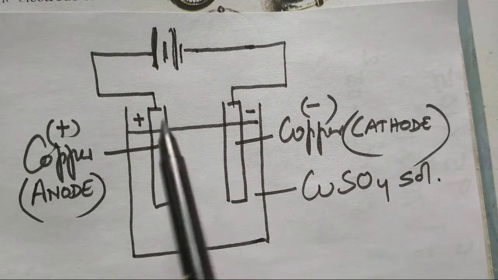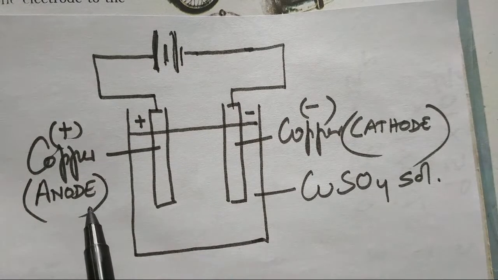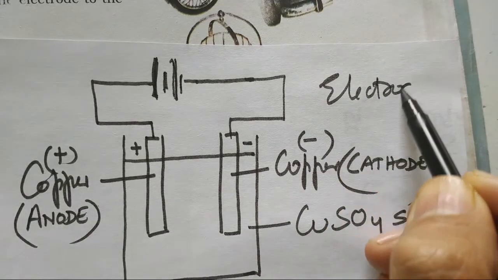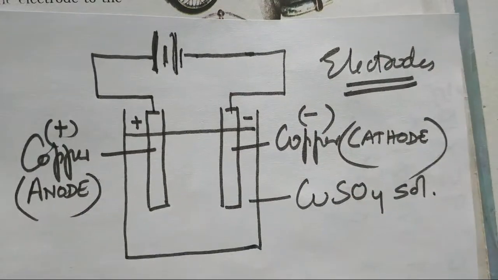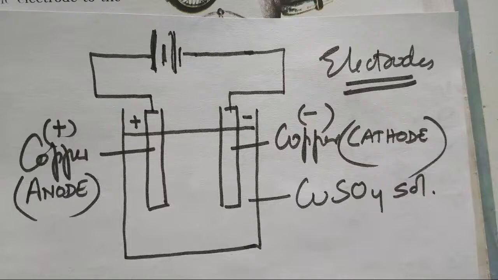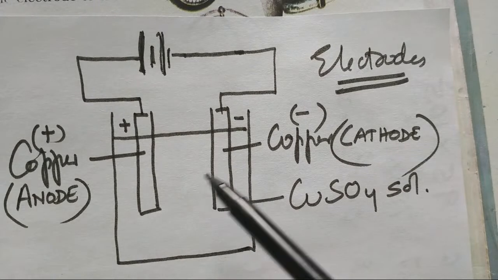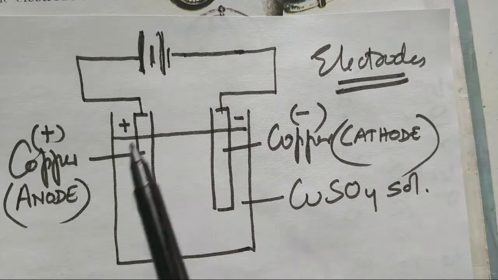We will allow the electric current to pass through it for around 15 to 20 minutes, and then remove the electrodes. The anode and cathode are called the electrodes. This is a diagram of a cell, which is called the electrochemical cell. Now pass the current and then remove the electricity. This electricity is produced from the battery.